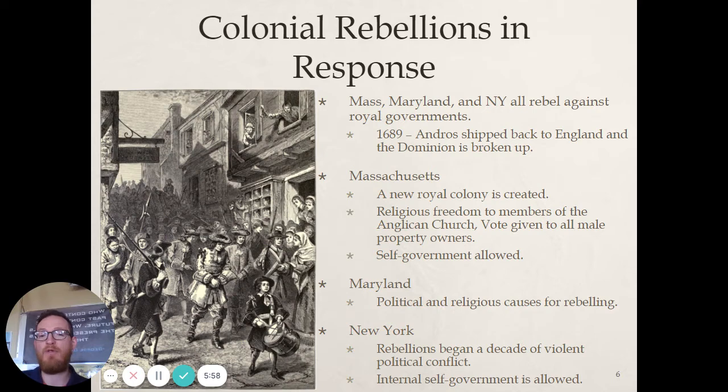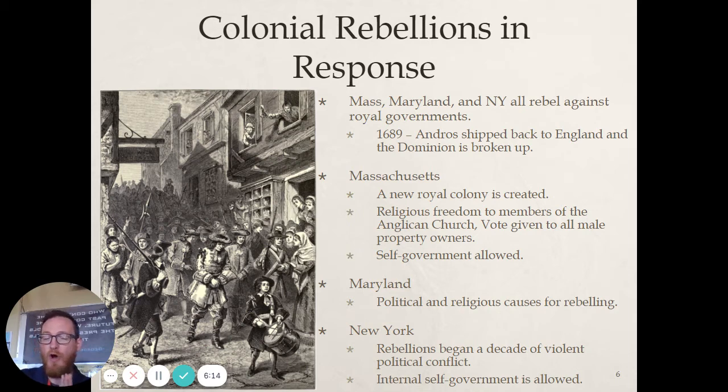In Maryland, you're going to see that people there had a case for rebelling over political and religious reasons and issues that they were having with the British government there. And within New York, you'd have a lot of violent political conflict. As a result of that, more self-government would be allowed.